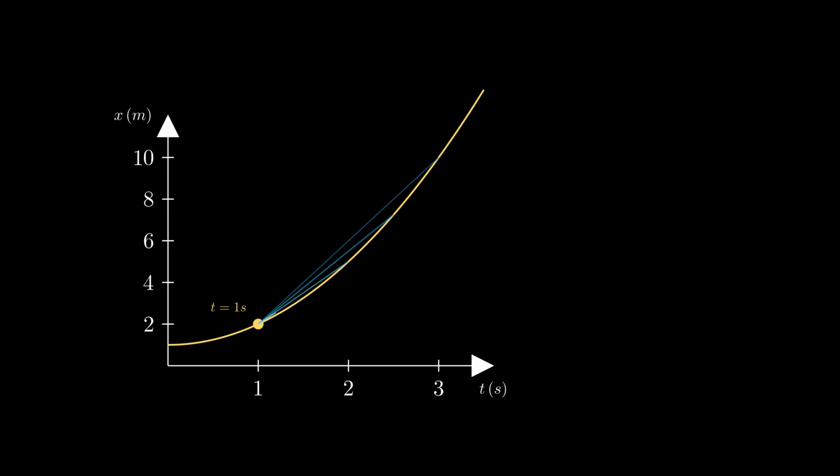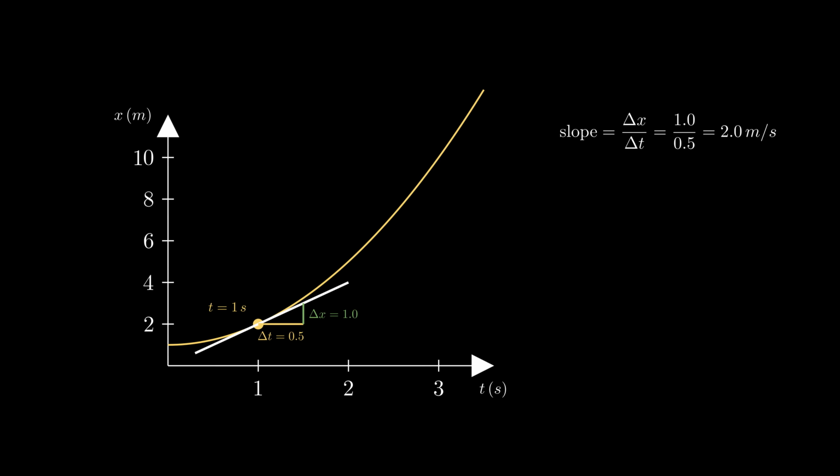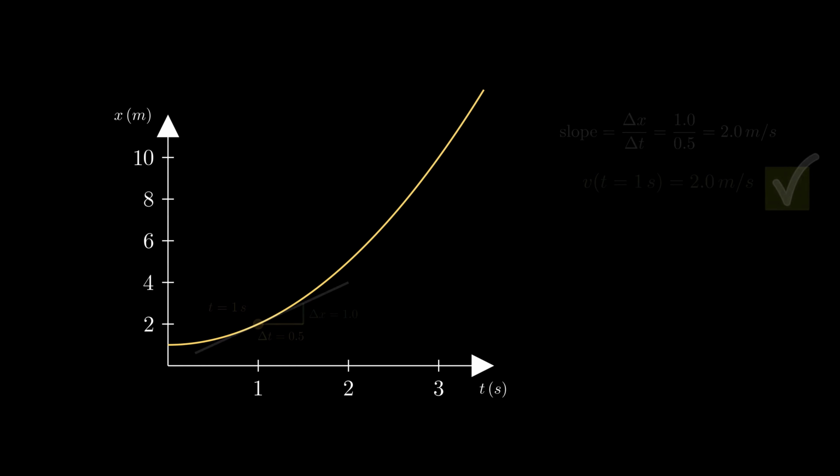As we make the time interval infinitesimally small, the secant line becomes the tangent line to the curve at that point. The instantaneous velocity is the slope of the tangent. The tangent line at t equals 1 second makes an angle with the time axis. The slope of that tangent line is the instantaneous velocity at exactly t equals 1 second.